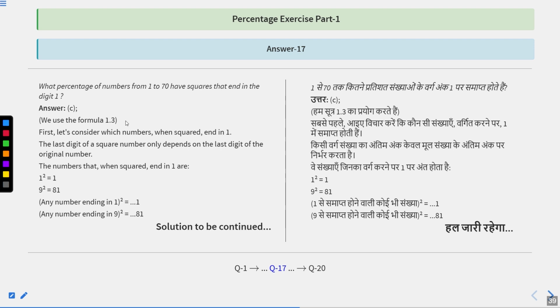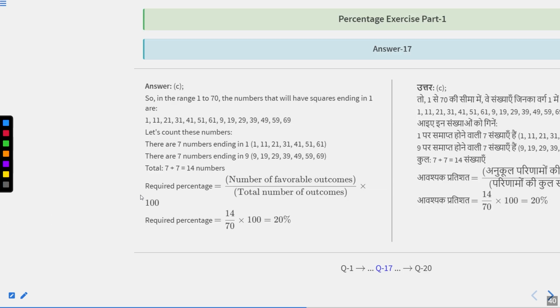We use the formula 1.3. First, let's consider which numbers when squared end in 1. The last digit of a square number only depends upon the last digit of the original number. Okay. The numbers that when squared end with 1 are those ending in 1 and 9. So any number ending in 1 squared, any number ending with 9 squared gives 1. So the solution is to be continued. We move to the next page.